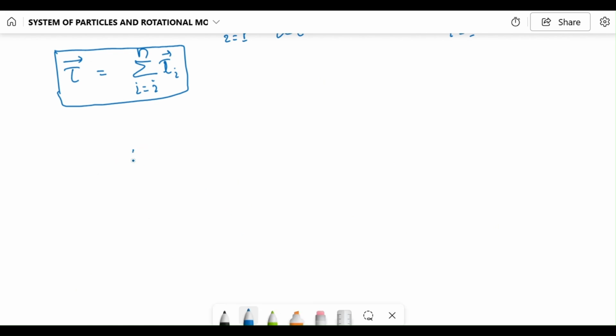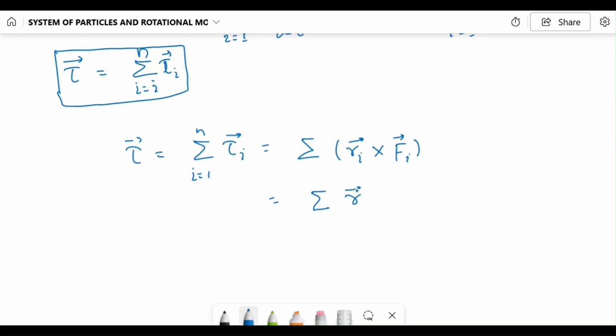If we say that this torque equals, as we have just obtained, the sum from i equals 1 to n of torque i, or we can write it as summation. I'm not writing i equals 1 to n again and again. I'm just writing the summation sign, and you should treat it as this. So the torque on the ith particle will be the position vector of the ith particle cross the force on the ith particle. And now we know this force on the ith particle will include external forces as well as internal forces.